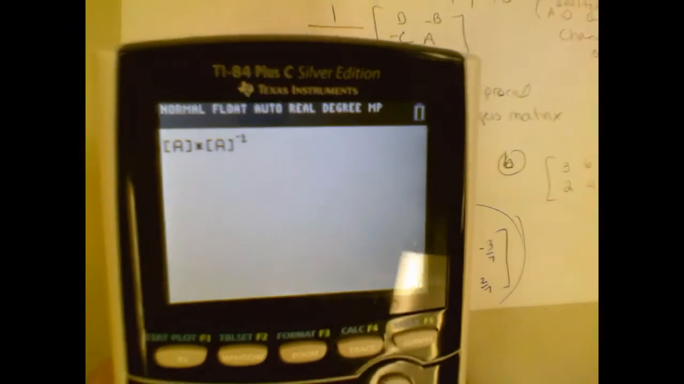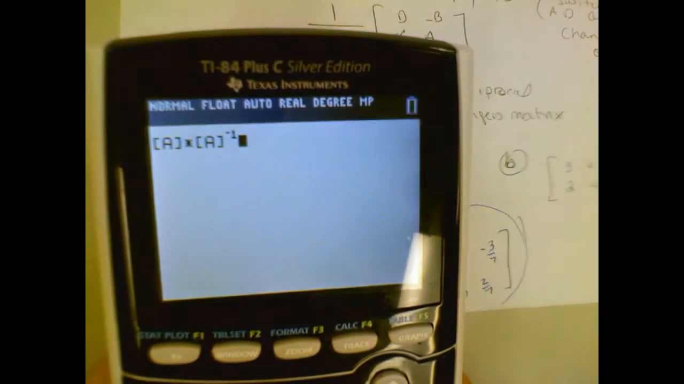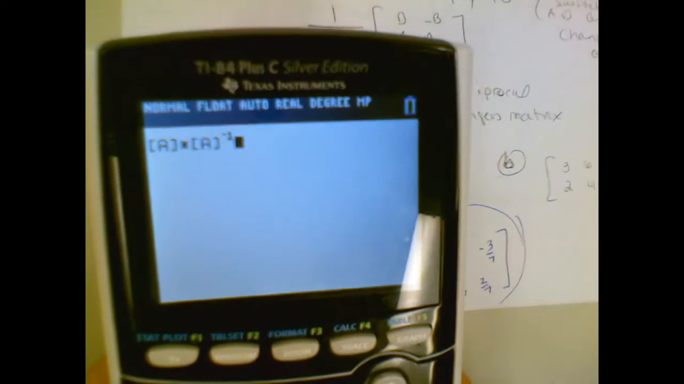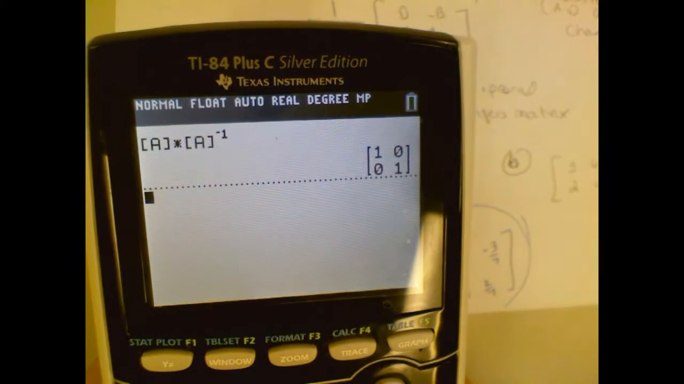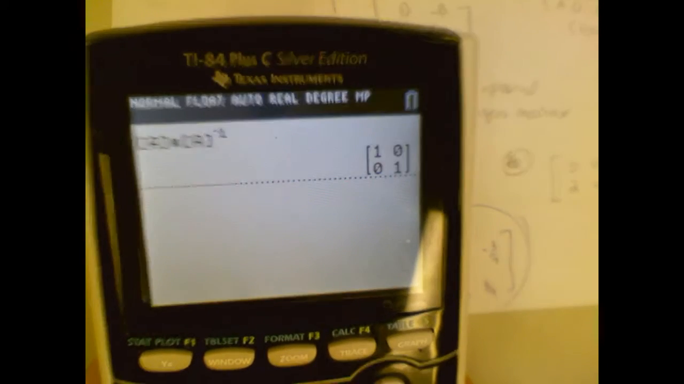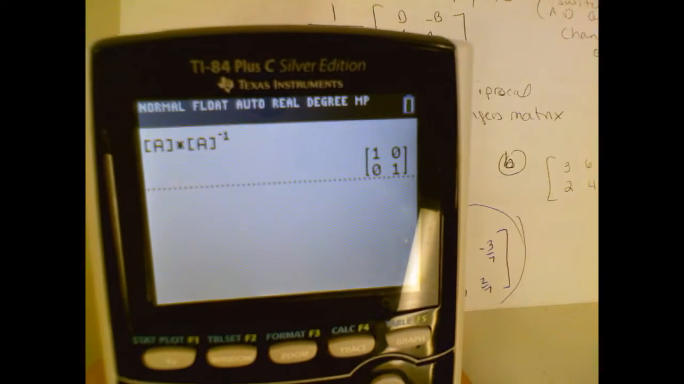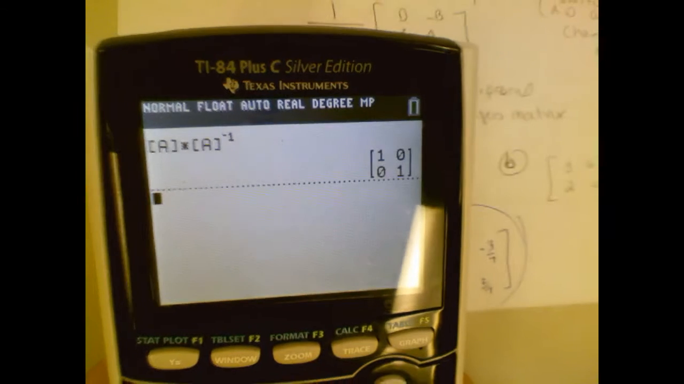Are you guys ready for this fun stuff? A number times its inverse should equal 1. A matrix times its inverse will equal diagonal ones. Diagonal ones, 1, 1, and the other two spots will be zeros. If you would multiply those by hand, you would get 1, 0, 0, 1.